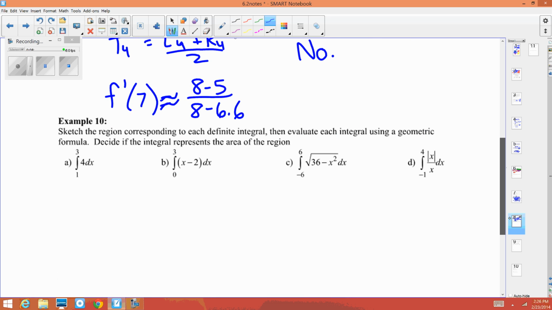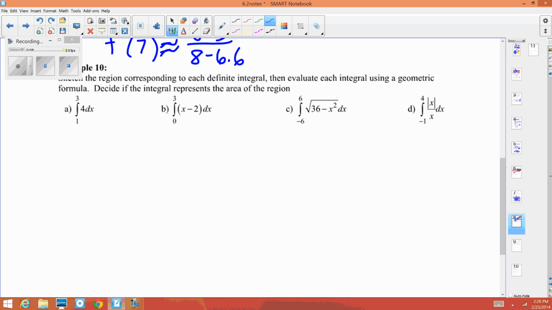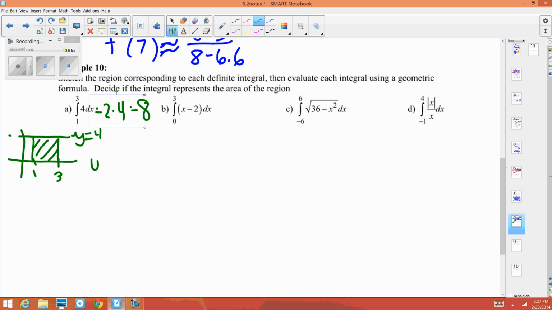All right, let's do maybe one more. Sketch the region corresponding to each of these, then evaluate it using a geometric formula. So the first one is pretty easy. This is y equals 4 here. Anytime we have a constant, it's pretty simple. And we're going from 1 to 3. We want this area. So this is simply going to be 2 times our height of 4, which is 8. And yes, this one does represent the area.